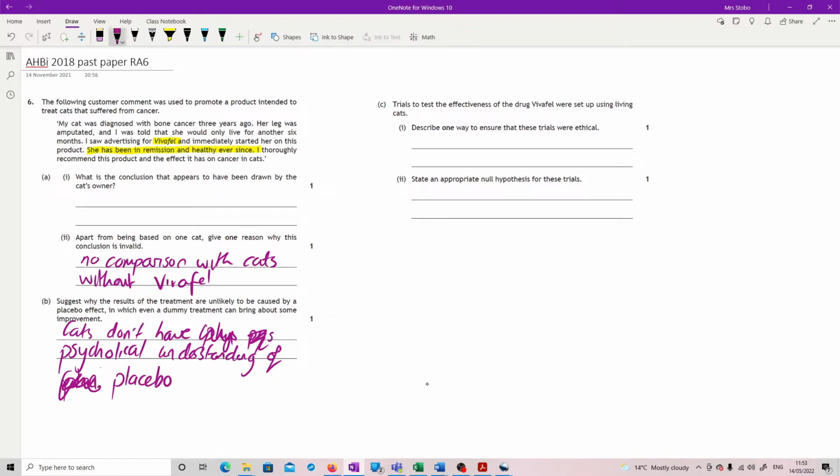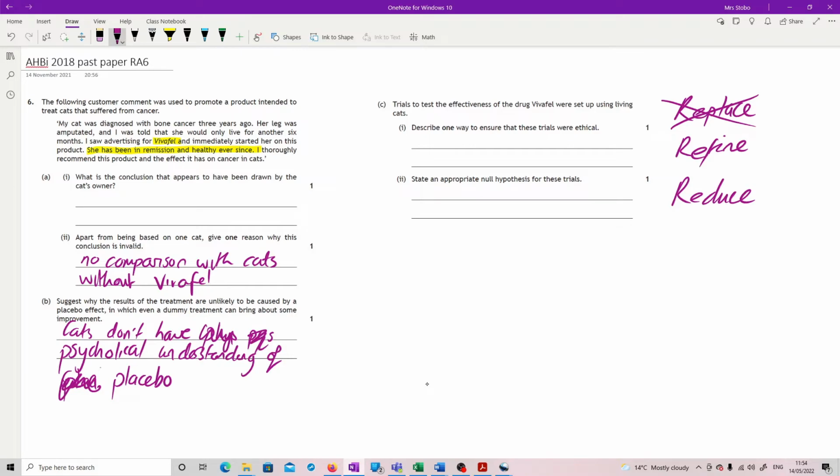Trials to test the effectiveness of the drug were set up using living cats. Describe one way to ensure that these trials were ethical. Right, so if there's anything to do with animal testing, you've got 3 R's that you should be considering in terms of what is involved here. So the first one is replace. So if you can remove them. Now, given you're trying to test it on living cats, we obviously can't do replace. We can refine the procedure, which is where we try to ensure that there is less harm. And we can certainly reduce, which is to reduce the number. So we use the absolute minimum number of cats that would be reasonable for the study. That would be a good one. That we minimize any harm that we possibly can from the study would be one.